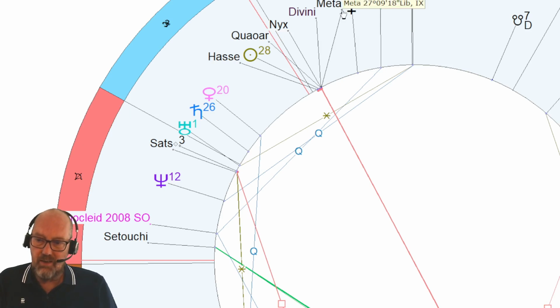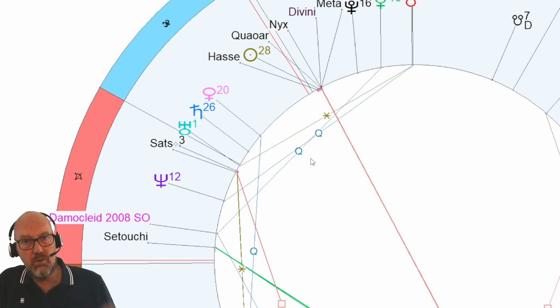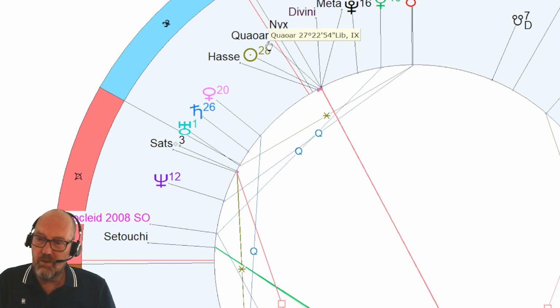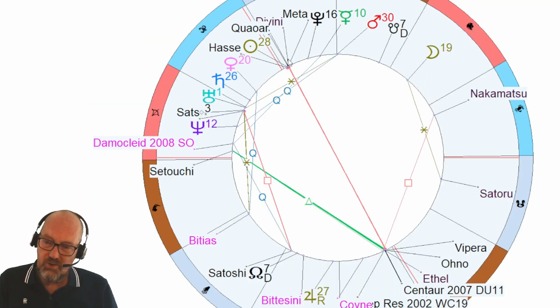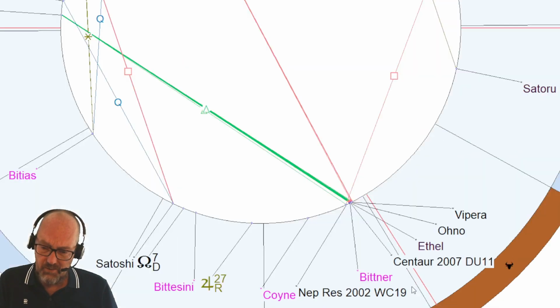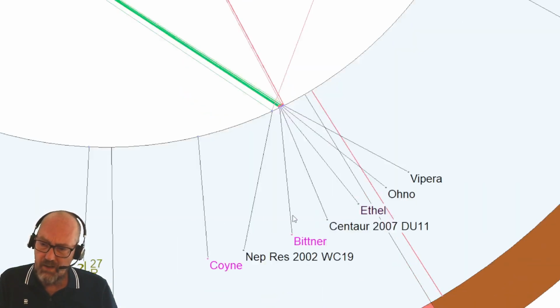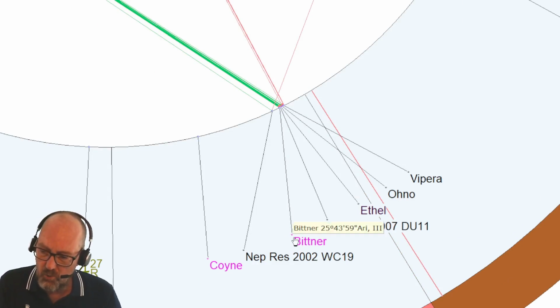We also see meta here. Keep that in mind. Meta is about going to a higher level. So higher level networking, communication, sun. Here's hash rate significator, and right opposite the sun, with its network quality, is Bittner. And again, this is the discovery chart for this little rock.